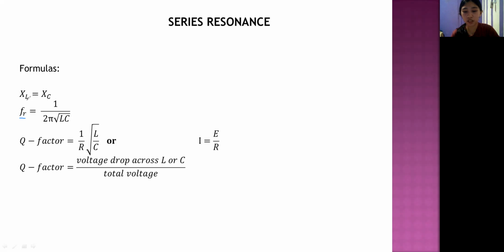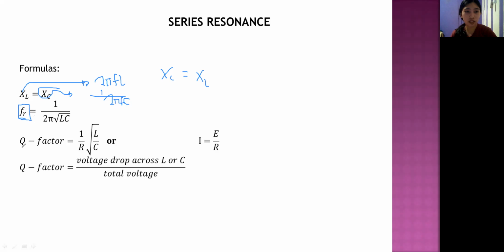we all know that the value of the inductive reactance is 2 pi FL, and the value of the capacitive reactance is 1 over 2 pi FC. As I stated earlier, the capacitive reactance is equal to the inductive reactance in series resonance. So if you equate these two, you'll have the resulting frequency, which is what we call the resonant frequency.